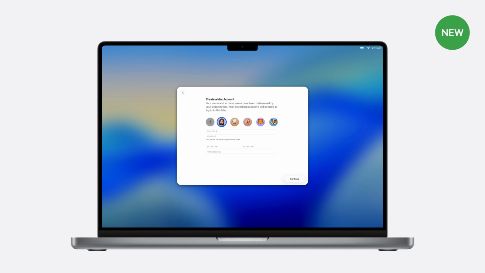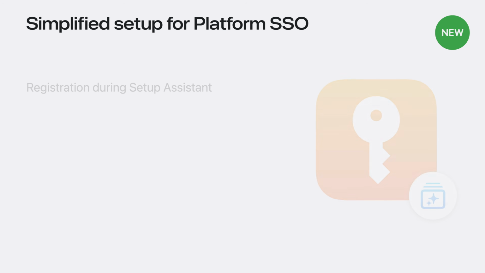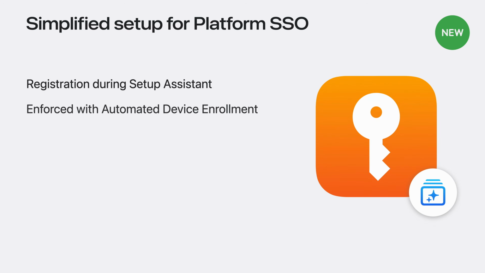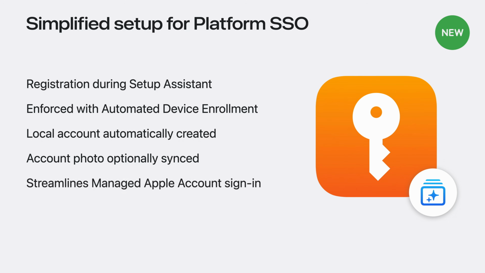A local account is created, and the password is either synchronized with the identity provider or set by the user using a secure enclave-backed key. Additionally, the account's profile picture can be synced from the identity provider. To recap, simplified setup for Platform SSO will streamline Mac deployments and enable users to quickly get up and running on a new Mac with their organization's credentials.